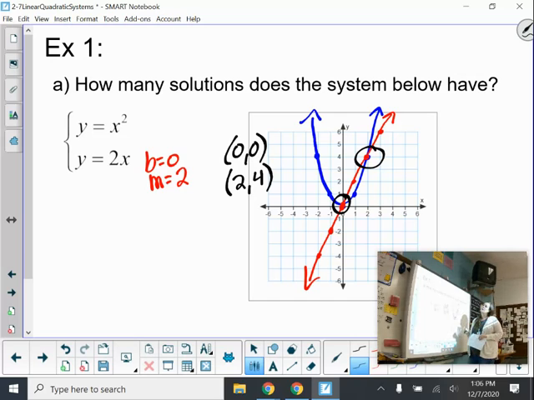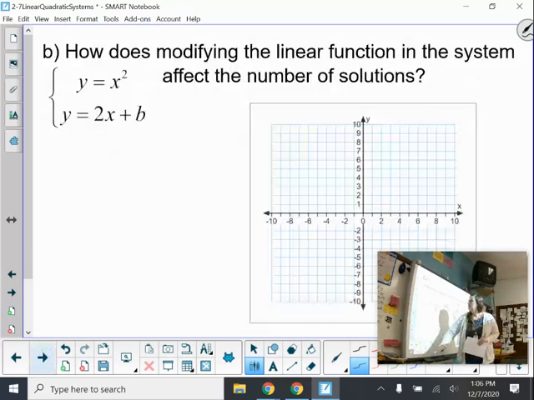So that is something interesting. You can look over how changing, if there was a b on the end instead of 0, would affect how the linear and the quadratic interact. So that's this system, this equation. We're actually going to skip that for right now.